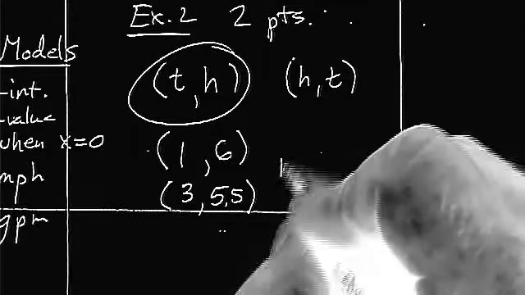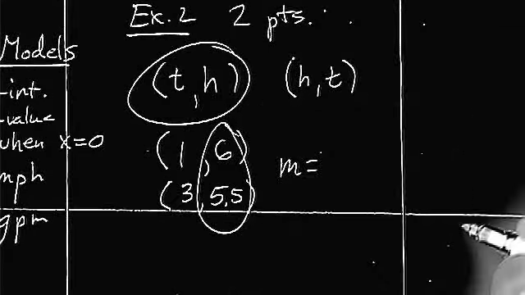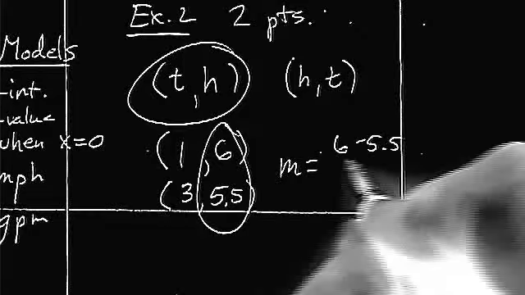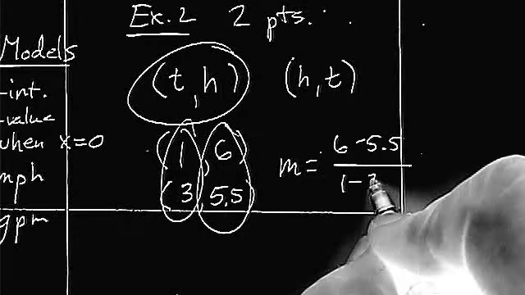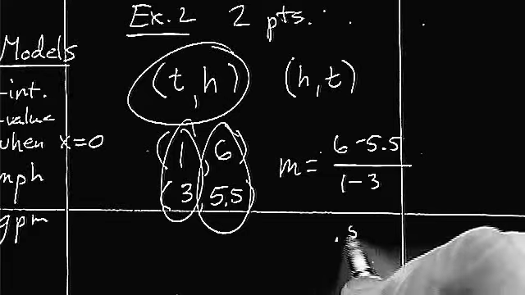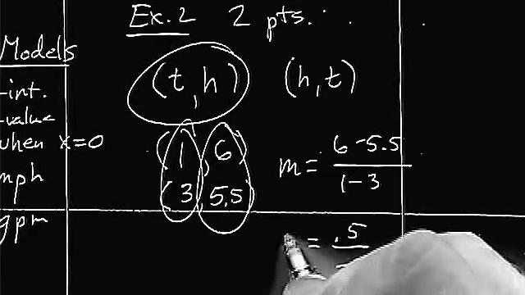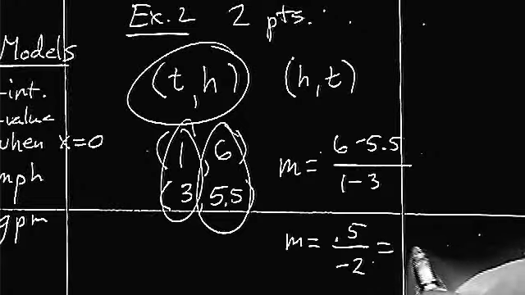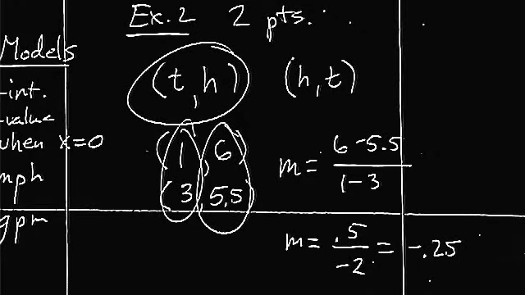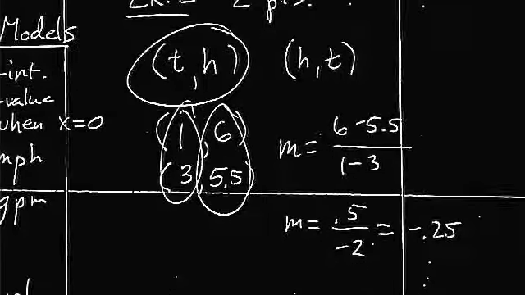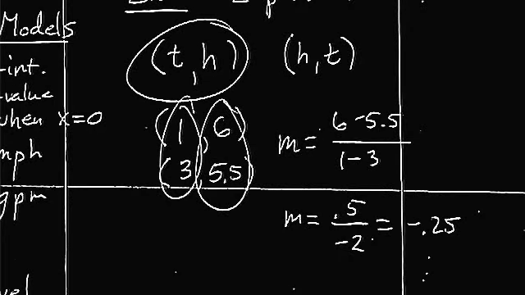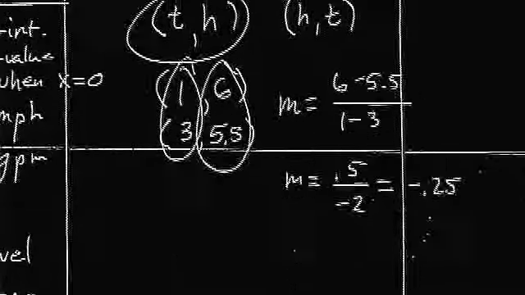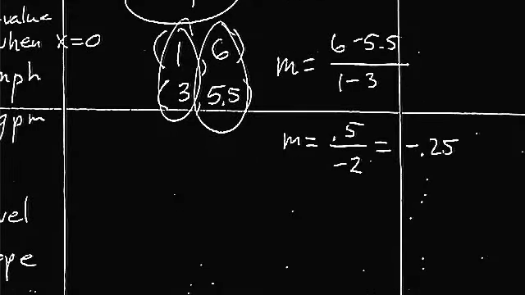Well, first thing I need to do is find the slope, right? Difference in the y values over difference in the x values. So that would be 0.5 divided by -2, and 0.5 divided by -2 would be -1/4. Now, why is it negative? Because the candle is burning. The candle's going down in height. Every single hour it's going down another 1/4 of an inch, according to this.